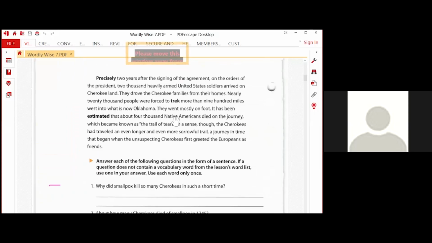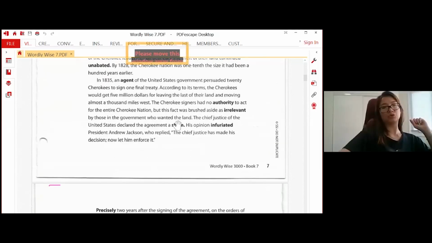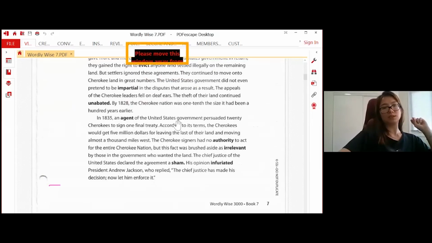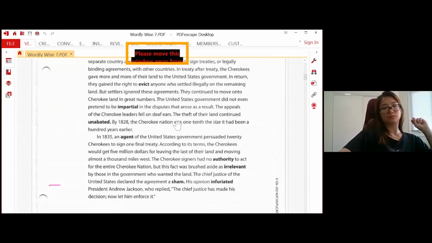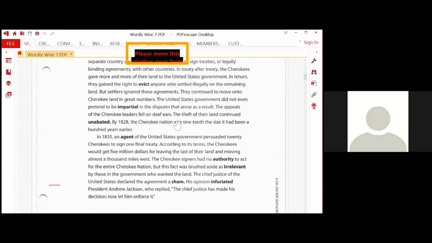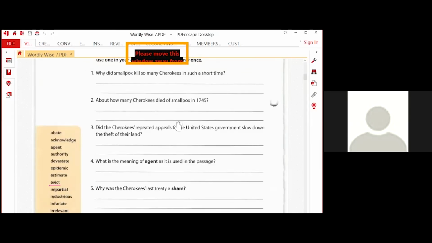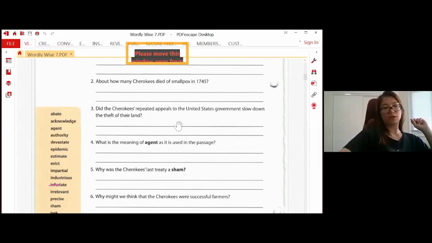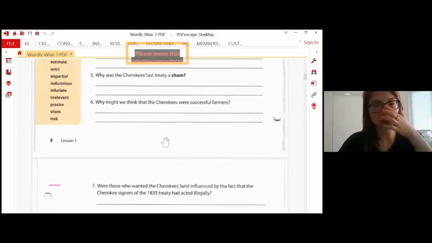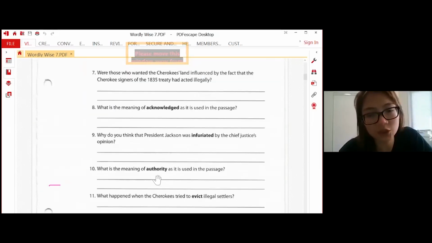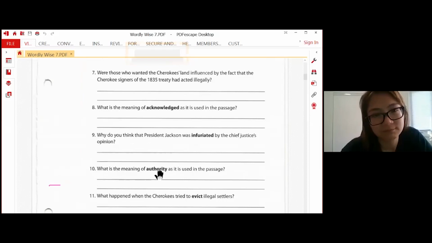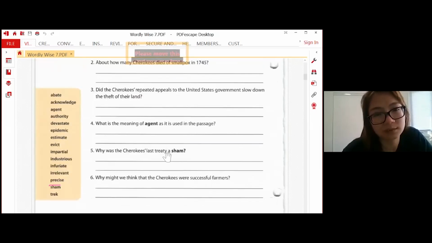Okay, so I'm going to go to the section and you can choose a word. Were they influenced? They had no authority to act for the entire Cherokee Nation. The signers had no authority. So we're going to use the word authority. Let's go down and see if the authority is already used. But those who wanted to influence, were they influenced?